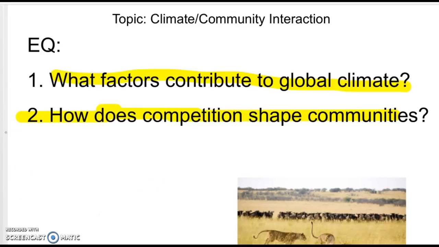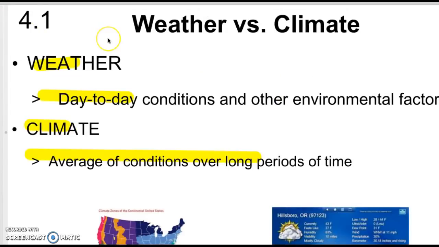So first, we're going to begin with weather versus climate. What is the difference between the two? You probably have heard this in your previous science courses, especially in 8th grade, but weather is our day-to-day conditions and other environmental factors that we talk about that are day-to-day. So today the weather is going to be 59 degrees outside and a little cloudy. That is an example of weather.